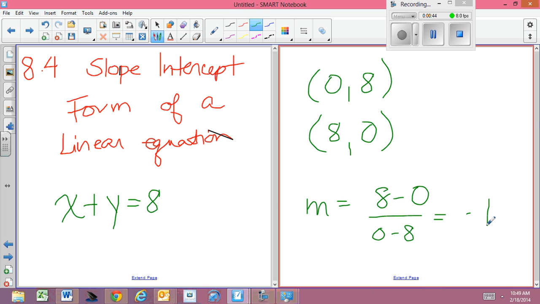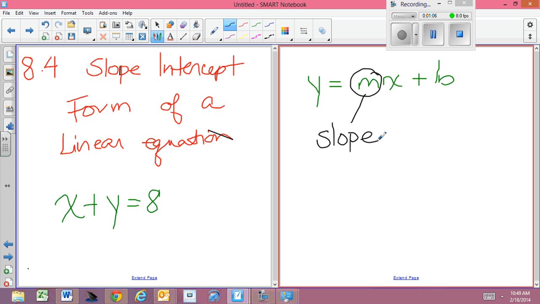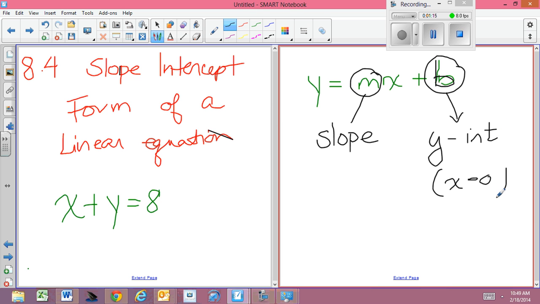But in this section, we actually learned that there's a simpler way to find the slope of a line if you have the equation. So let me look back at my equation, x plus y equals 8. What we learned is that if we rearrange the equation and get y alone and positive, the coefficient of x would actually tell me the slope of the line, and this constant b would tell me the y-intercept. And remember, the y-intercept is the point where x equals 0, where the line crosses the y-axis.